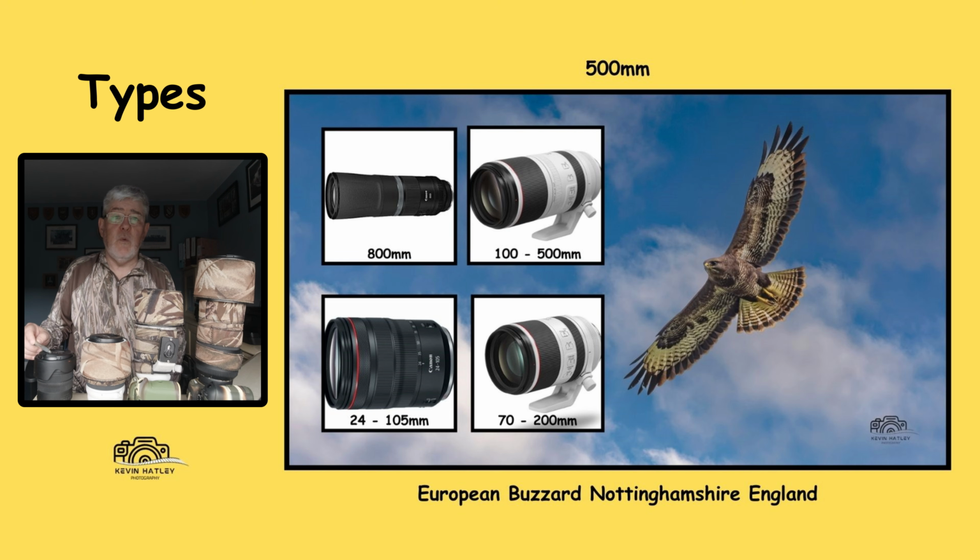I have a 24 to 105 short telephoto lens, a 70 to 200 medium-sized telephoto lens, a 100 to 500 long telephoto lens, and I have an 800mm f11 prime lens. That offers me a good wide range of focal lengths, and for me, focal length dictates how close I can get to my subject, and that's one of the challenges I love about wildlife photography, is getting close.